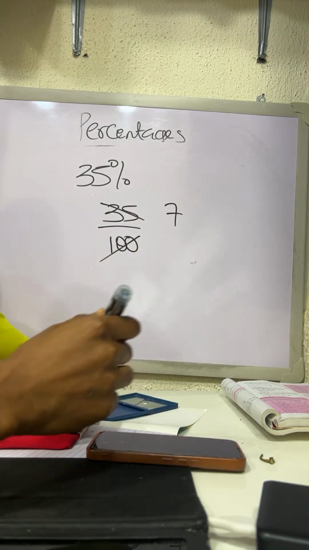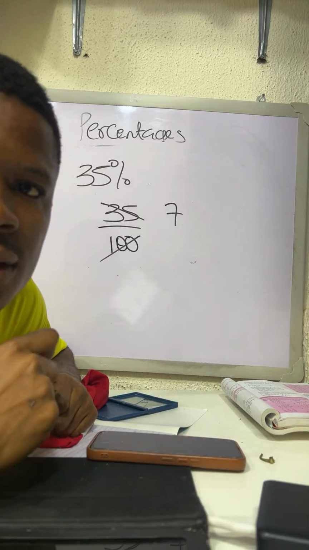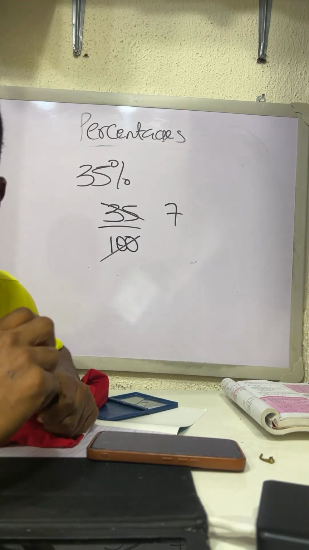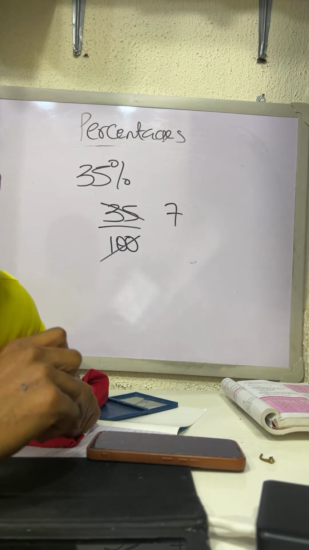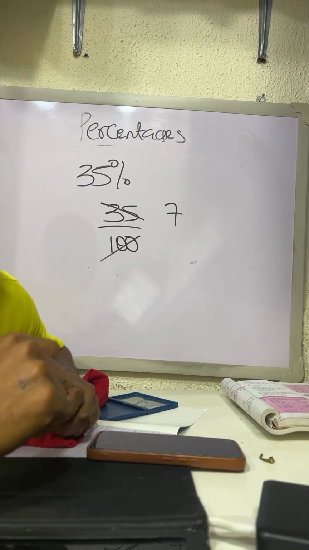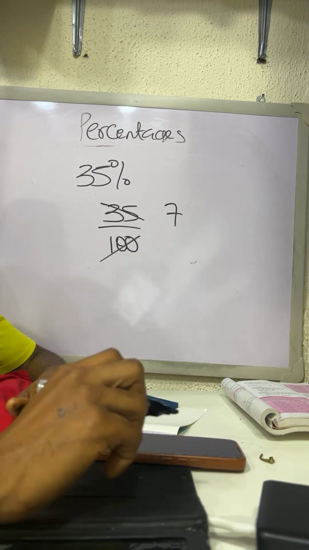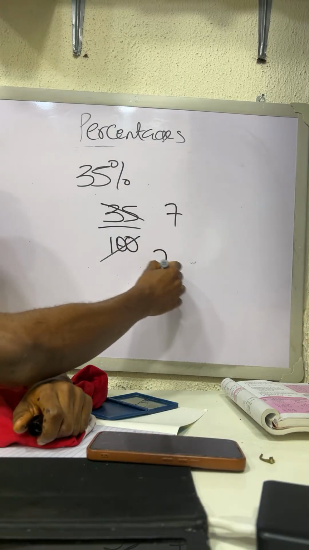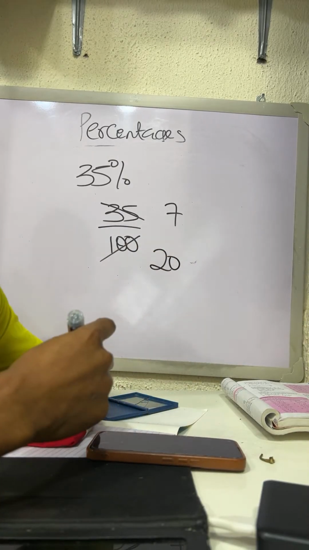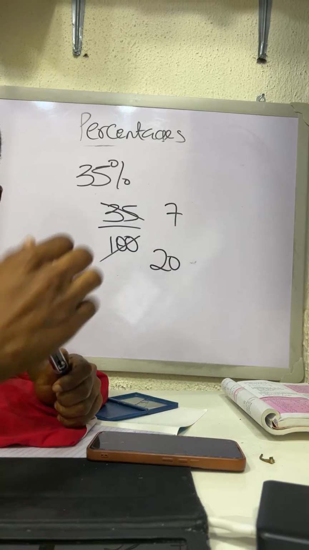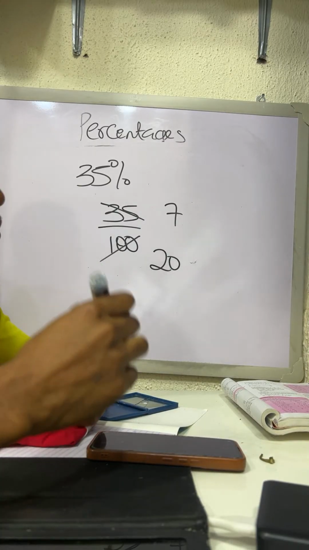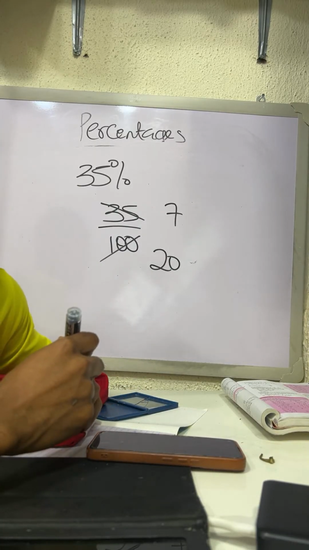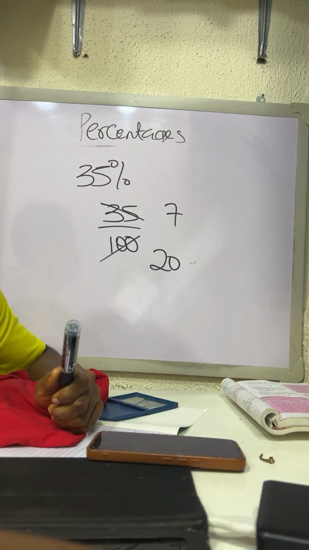5 divided into 100 is what? When you divide 100 by 5, you are getting 20. So you have it as 20.